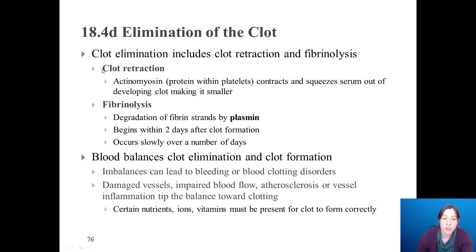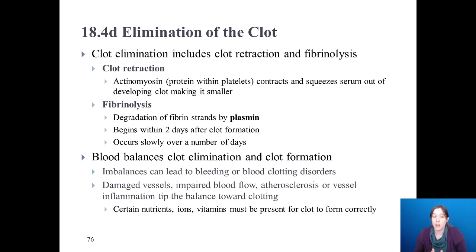Actinomycin, which is a protein within the platelets, is going to contract and squeeze the serum out of the developing clot, and that's going to make it smaller. And then we have fibrinolysis, which is the degradation of the fibrin strands by something called plasmin. This begins to occur within about 2 days of the clot formation. By that time, we should have some healing occurring in the endothelial walls, and it occurs slowly over a number of days.